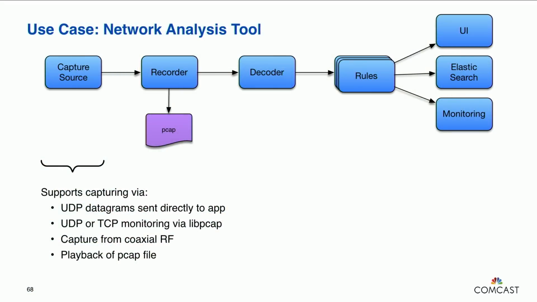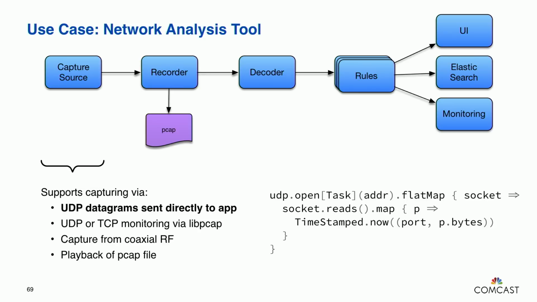And what I want to focus on right now is the capture source, because there were a bunch of different capture sources we supported. The first was UDP datagrams, right? Like if someone wanted to run the application and they had their own system, they wanted to have that system send messages directly to our monitor and let it do its analysis. And we could do that because FS2's got this UDP package built in, built on top of Java NIO.